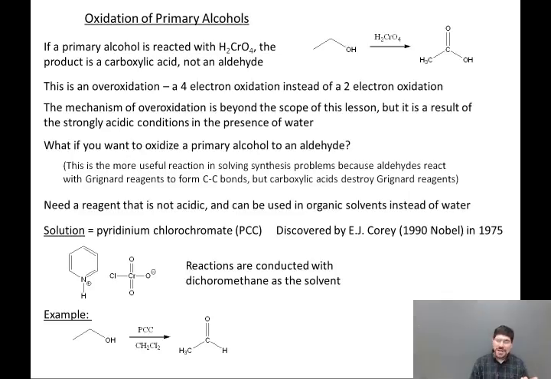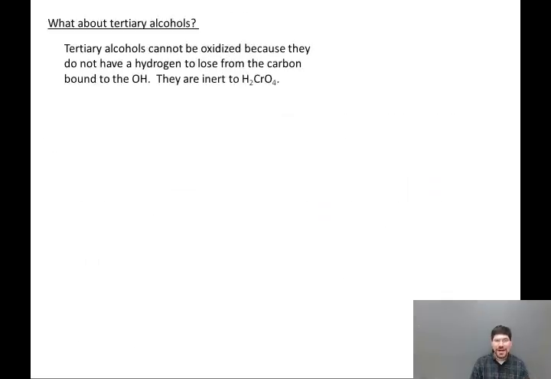Okay, we've done secondary alcohols, primary alcohols. Well, what about tertiary alcohols? Well, there is very little on this slide because tertiary alcohols cannot be oxidized. And the reason they cannot be oxidized is they do not have a hydrogen to lose from the carbon bound to the OH. If you think back to the mechanism of chromic acid oxidation, then the last step, the water comes in and takes off that hydrogen. Because there is no hydrogen there, they are inert to chromic acid or any other oxidizing agent.